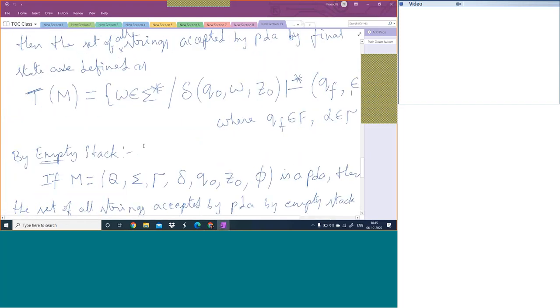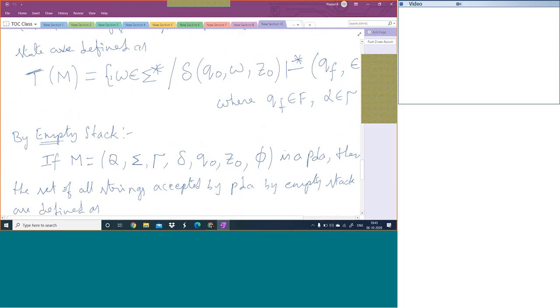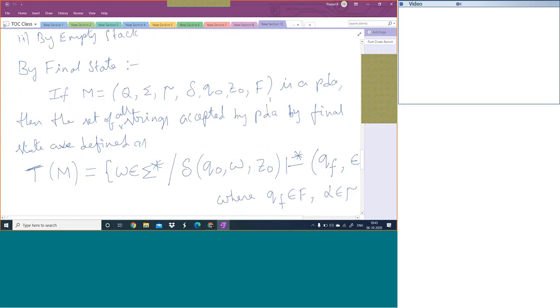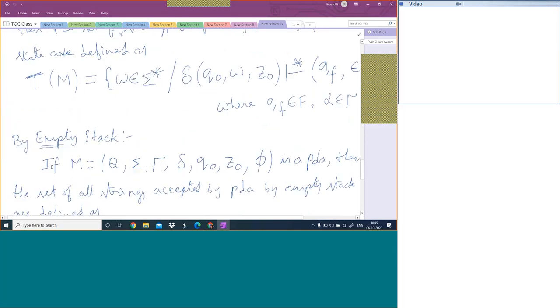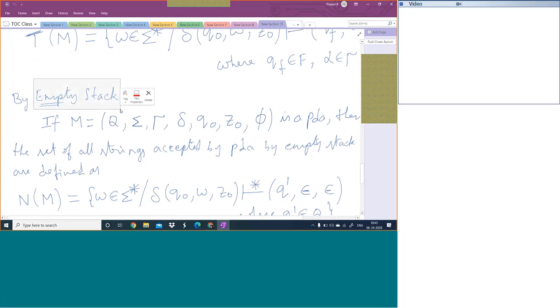Next, by empty stack. Look at this. This is the structure of the PDA: set of states, set of inputs, set of stack symbols, transition function, initial state, final state. When we are accepting by empty stack, we are not using the final state, so you need not define the final state.